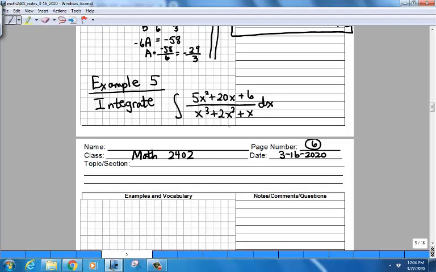Integration by partial fractions is helpful when you're trying to integrate a rational expression, right? Remember, that means a fraction formed by two polynomials. Here we have a second degree polynomial in the top, and a third degree polynomial in the bottom. So this is maybe a good opportunity to use partial fractions to help us integrate this big rational expression. This is a pretty complex one, right? Because we have a high degree in the numerator and also in the denominator.